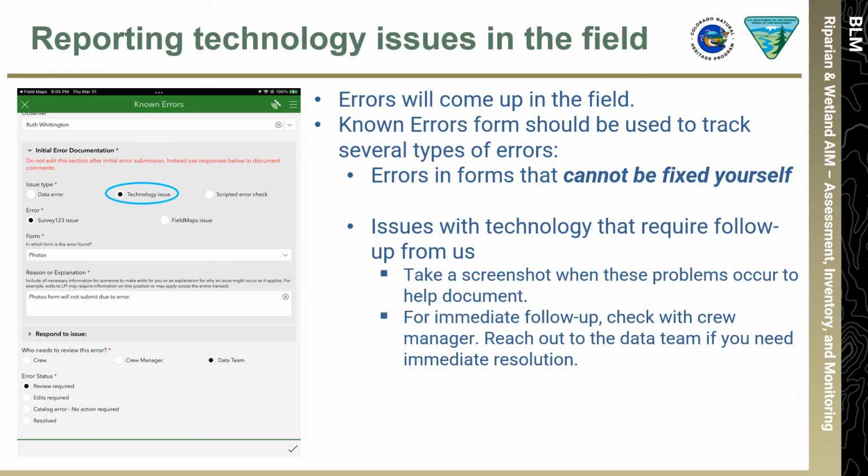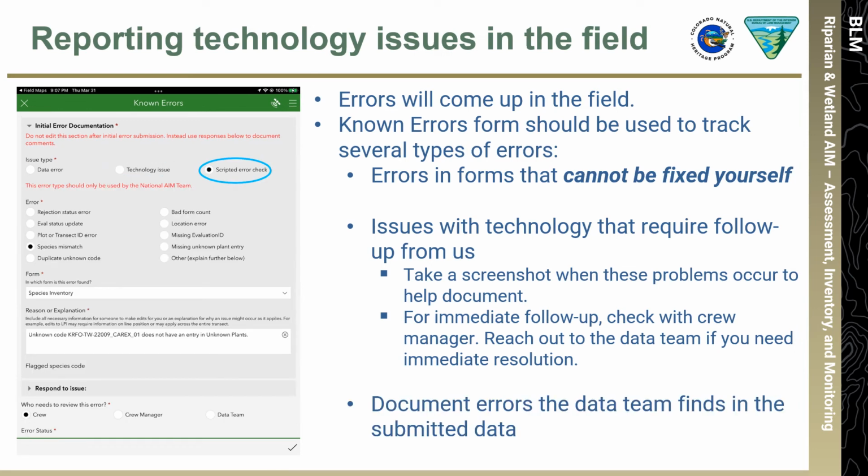Problems which require more immediate follow-up should be brought directly to the riparian and wetland AIM data team. They can help troubleshoot and take appropriate steps to avoid the same issue happening in the future. Finally, the data team is also working to use the form as a one-stop shop for addressing all QC issues that come up when they QC the data. For now, know that the scripted error check is only to be used by the data team, and crews should not worry about this issue type for now.